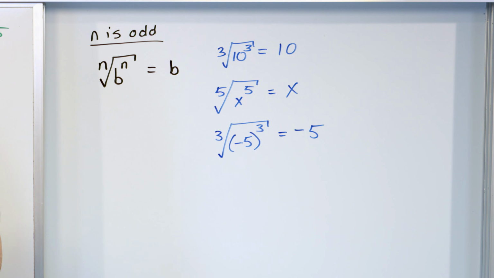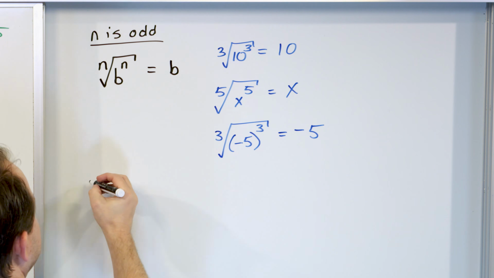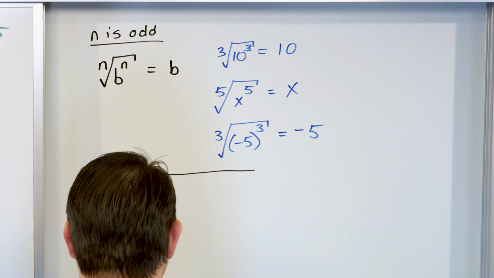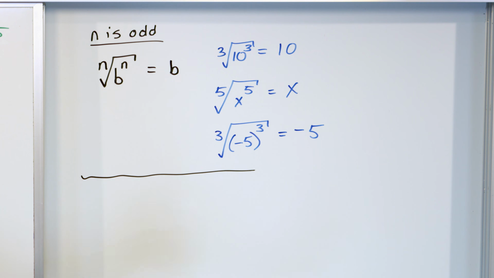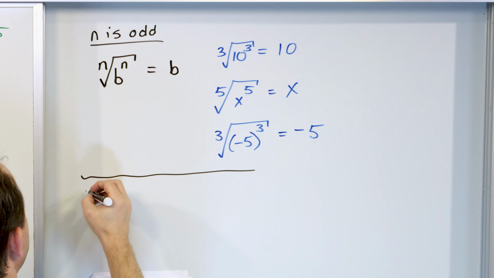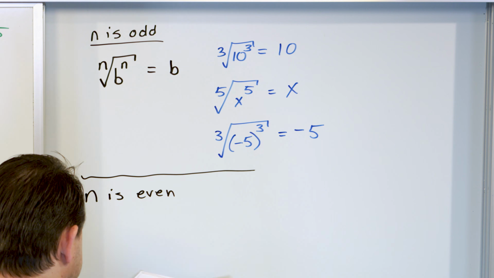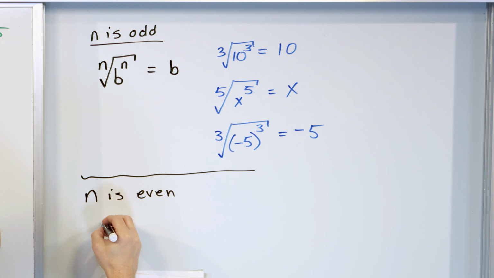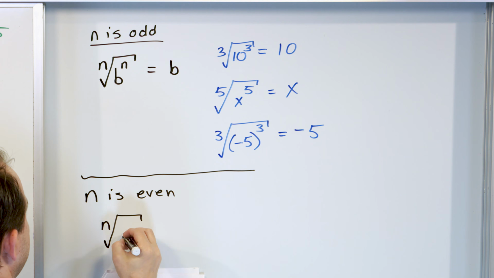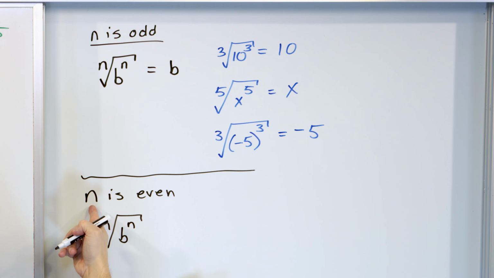Now here, the next part is the part that actually is harder to remember. And I'm sorry, it's just the way it is sometimes. I have to present it to you. You're just going to have to remember it. What happens if n is even? Then it would look like this. nth root of b to the nth. Everything's the same. It's just now n is even.